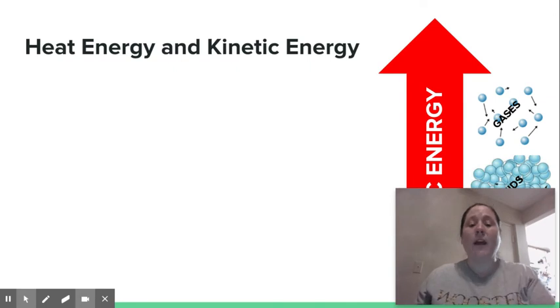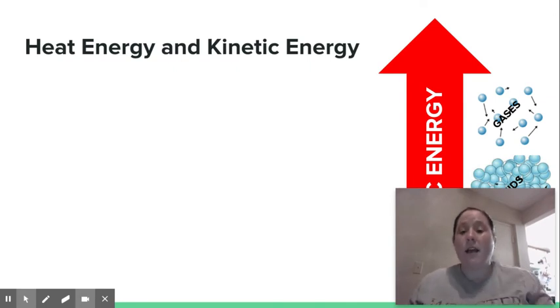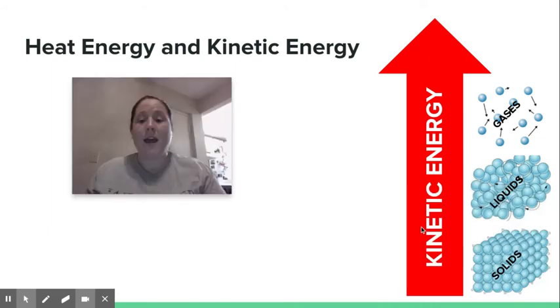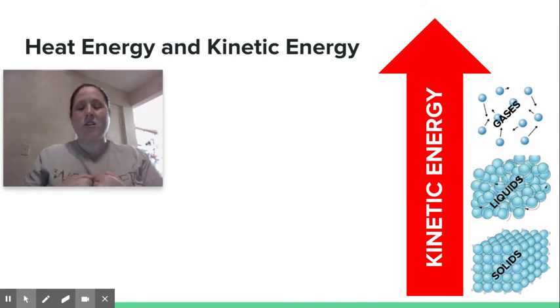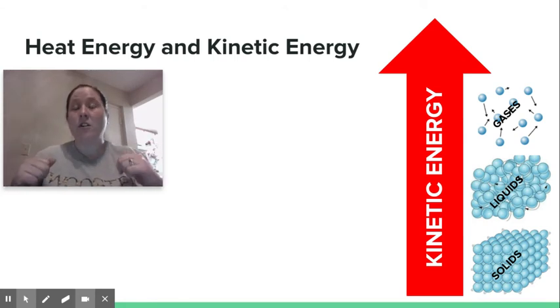So in terms of heat energy and kinetic energy, the kinetic energy of solids is going to be very, very low. In a solid, the particles are barely moving. They're just vibrating in place. So we would say that their kinetic energy is very, very low. As they transition to a liquid, the particles get spread apart more and they start moving a little bit faster. So they have more kinetic energy. Remember, kinetic energy is the energy of motion.